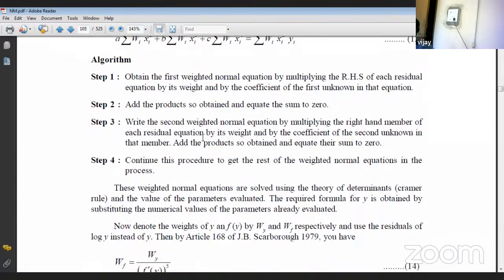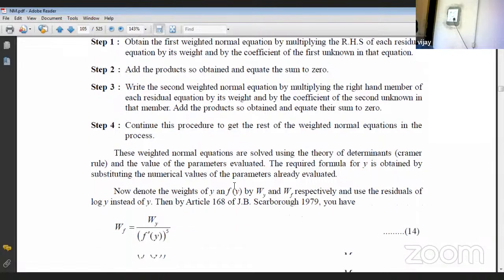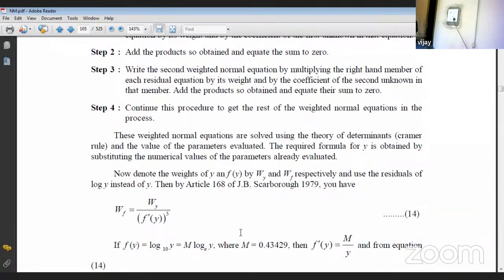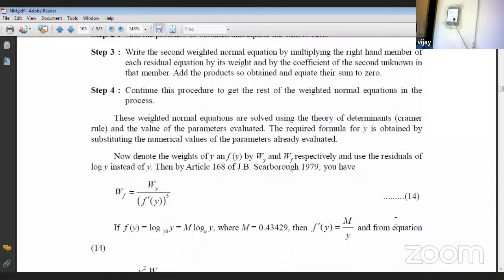These weighted normal equations are solved using the theory of determinants, Cramer's rule. The parameters of the required formula are obtained from the numerical values of the normal equations. Now denote the weights as w. Y and w are respectively the residuals of log x and fi. So we see that w is related to y by the dash of y.